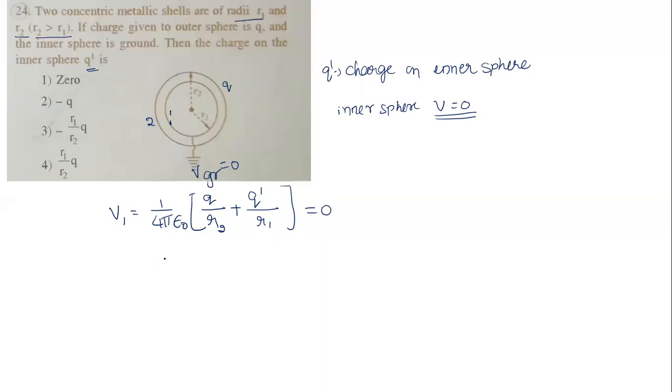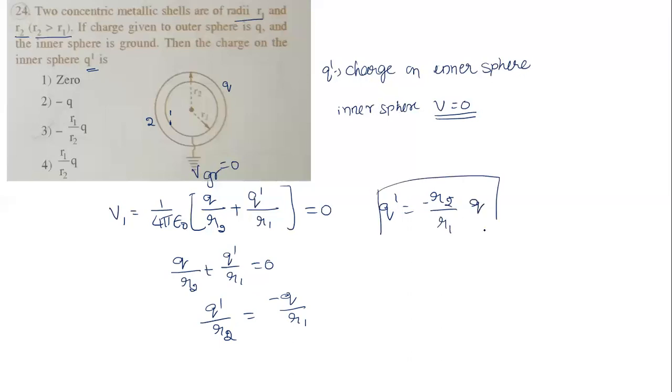Now the 1 by 4 pi will cancel. It becomes Q by R2 plus Q dash by R1 equal to 0. If you send this to the other side, Q dash by R1 is equal to minus Q by R2. Now we want Q dash, so Q dash equals minus R1 by R2 times Q, with a negative sign. So this is the answer, and the third option is correct.